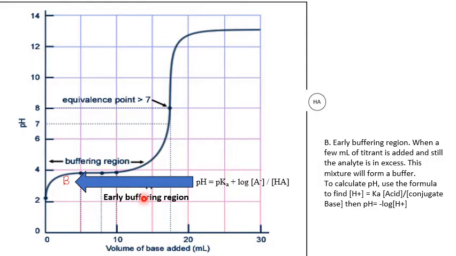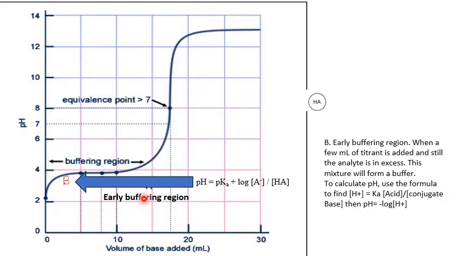Okay, salt of conjugate base. Okay, so that is a buffer. So when we reached that early buffering region, that means when we add a few milliliters of the base, the titrant added from the burette, we will still have the excess acid in the flask. So this mixture is going to form a buffer.